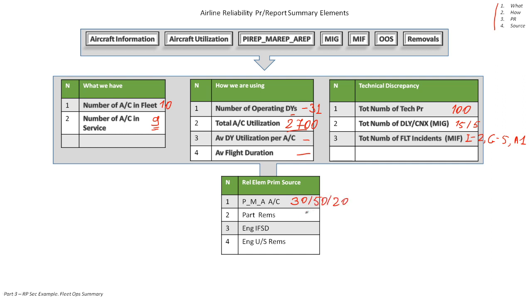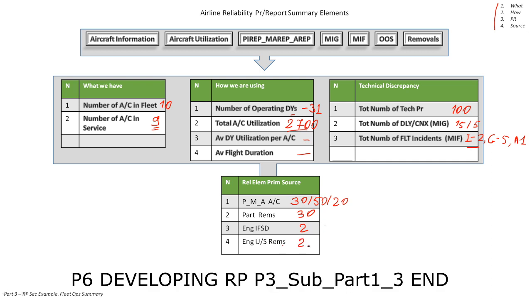Again, example. How many parts did we remove? Let's say 30. Since everything we are discussing here is about safety, and as we said, no engine, no flight, we need information about the engine. The number one piece of information is engine in-flight shutdown. As we said, we have 2. How many engine unscheduled removals do we have? Let's say in both cases we remove the engine.